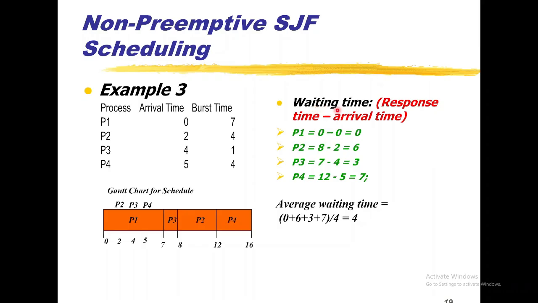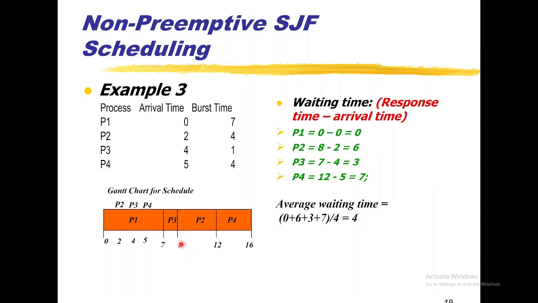So let's look at the waiting time. Waiting time can be calculated as response time minus arrival time. So if we look at it here, P1 is equal to 0. They did not spend time waiting for a response. The arrival time was 0, so it just started immediately. So it had 0 milliseconds of wait.